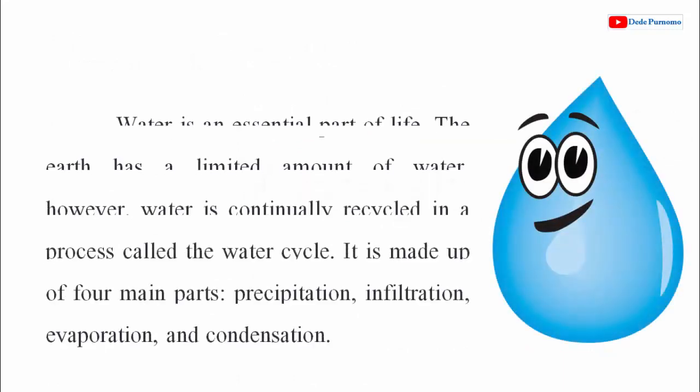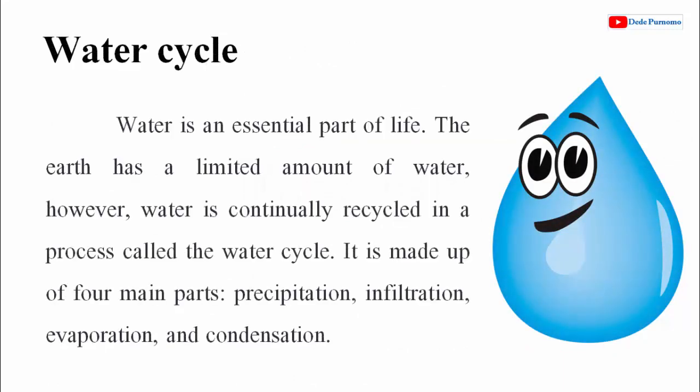Example: water cycle. Water is an essential part of life. The earth has a limited amount of water. However, water is continually recycled in a process called the water cycle. It is made up of 4 main parts: precipitation, infiltration, evaporation, and condensation.